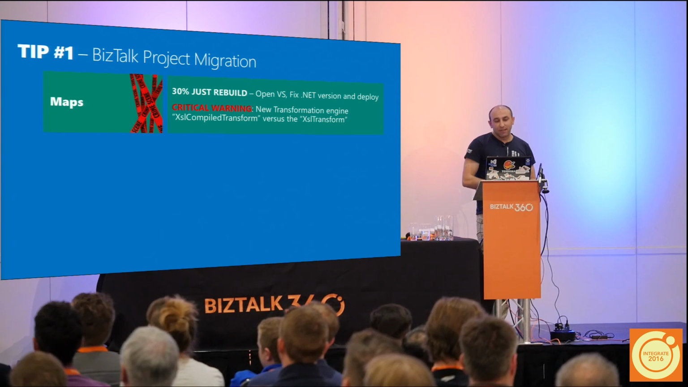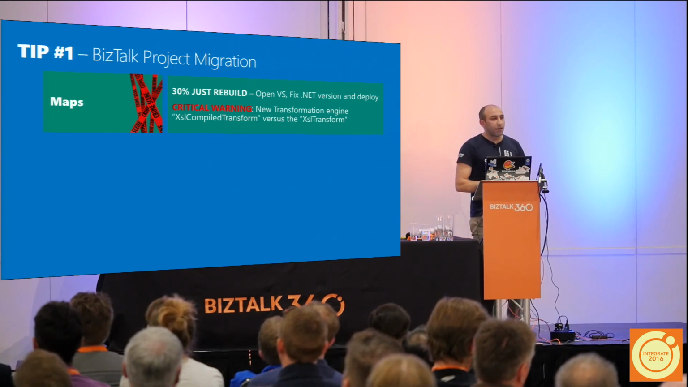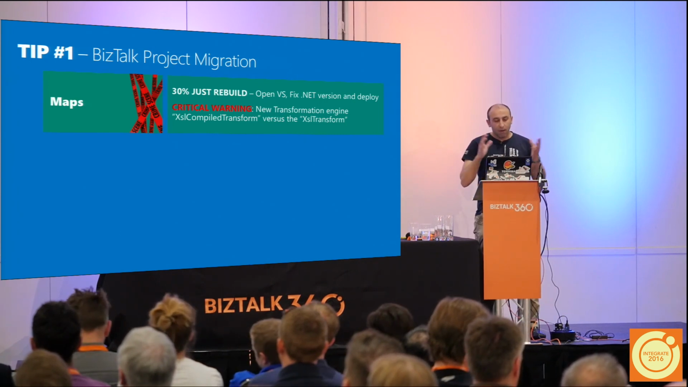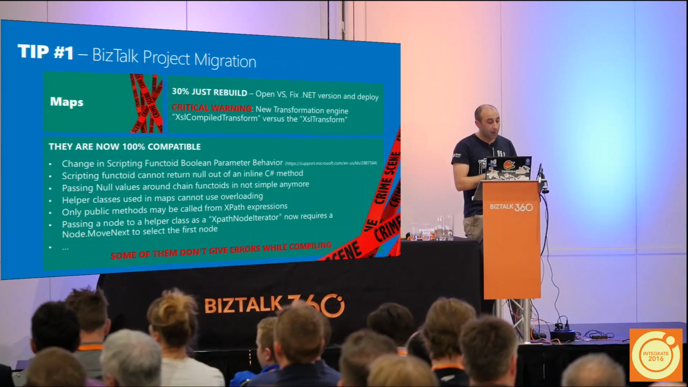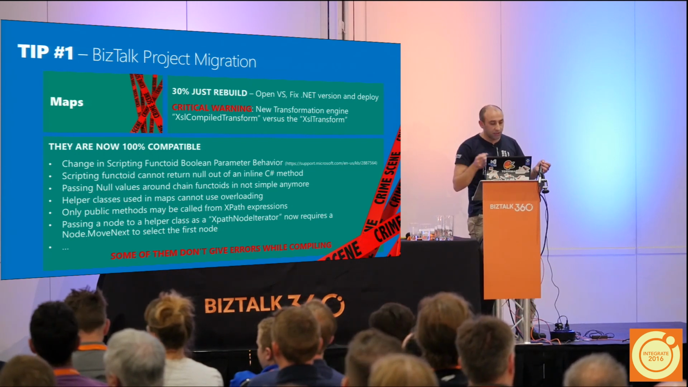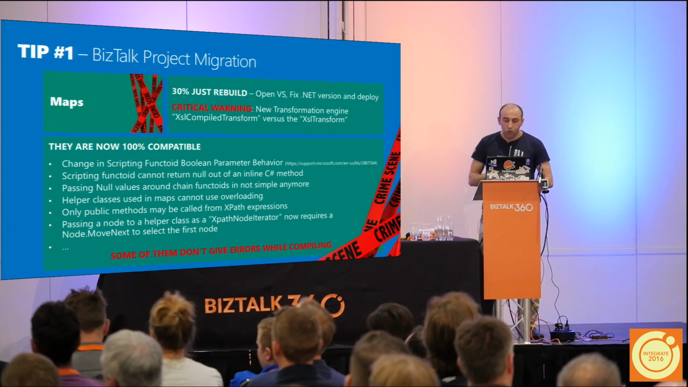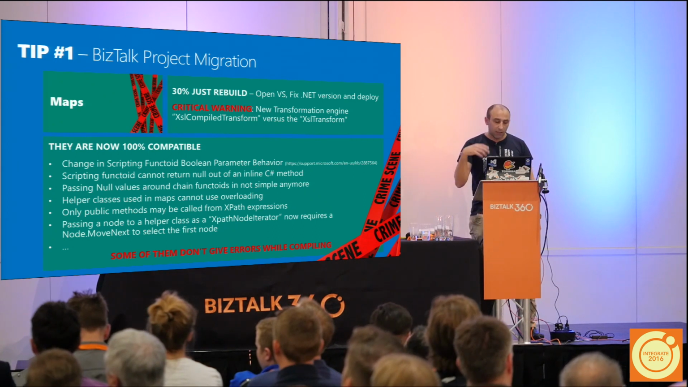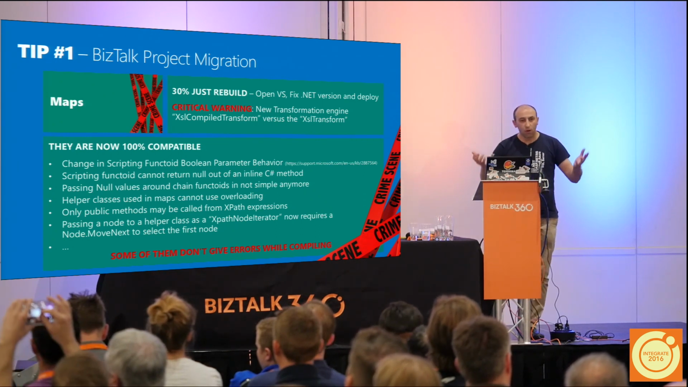Maps, I love maps, but they are the most horrible part of the migration, okay? Believe me, of most of the maps that I migrate, only 30% was rebuilding. The rest fails because you have a new engine, and the new engine is not compatible with the old one, or at least is not 100% compatible. You have string and Boolean changes, the behavior is not the same, you cannot return nulls, you cannot pass nulls, even in a helper class, you cannot have overloading, and so on, and so on, and so on.